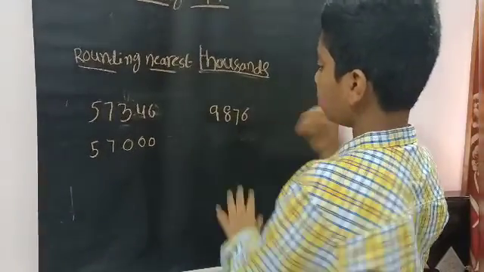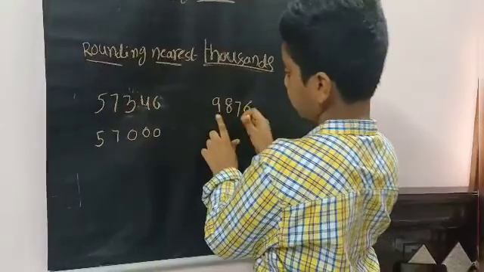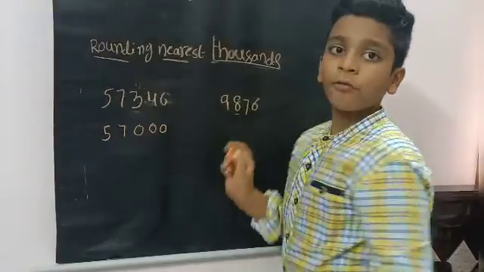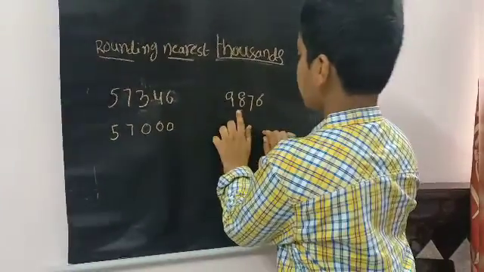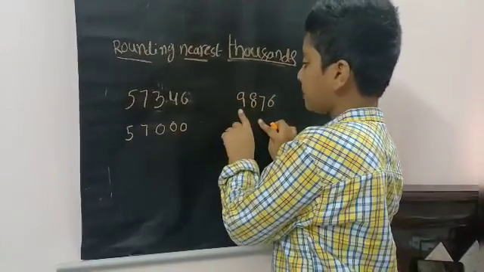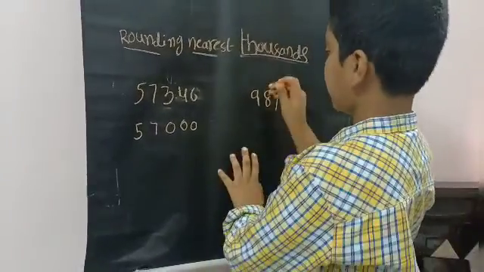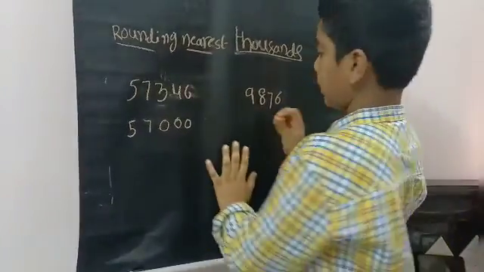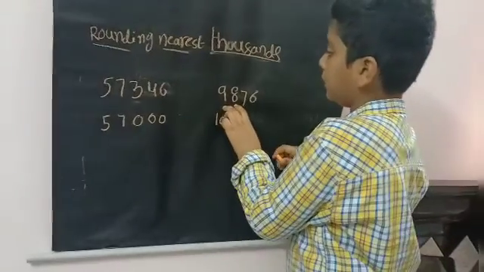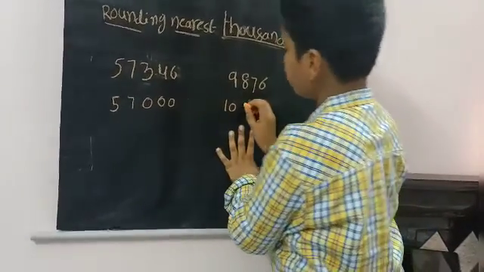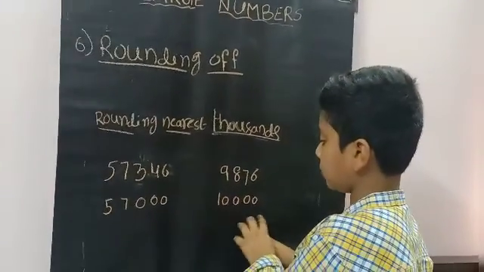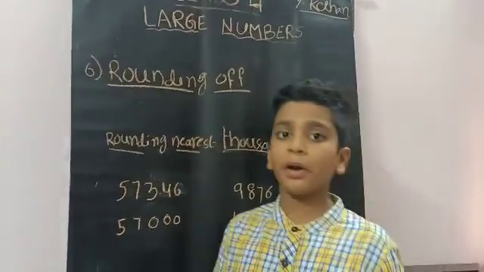Next example, 9,876. Here this is the thousands place, and before it is the hundreds place. In the hundreds place it's 8. It's more than 5. So in this example the thousands place will change. It becomes plus 1, and it becomes 10. And these 3 digits will become 0. It became 10,000. Okay, this is about the rounding off concept.